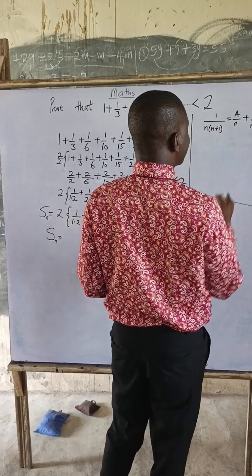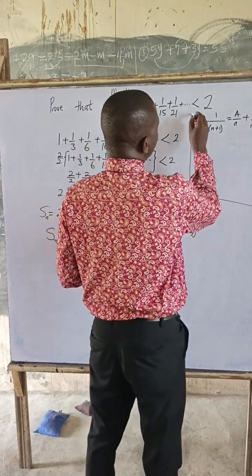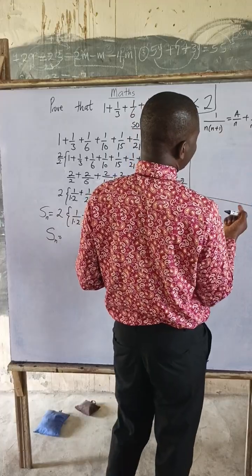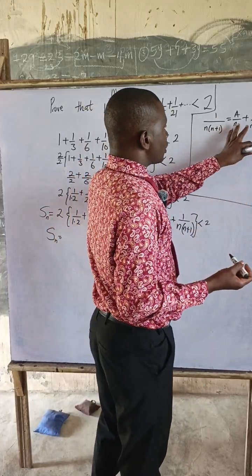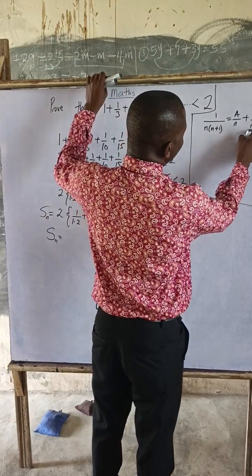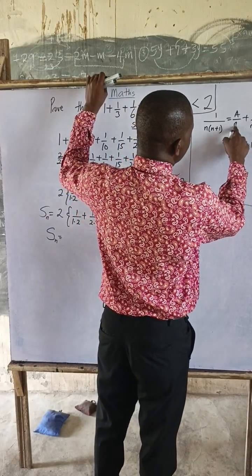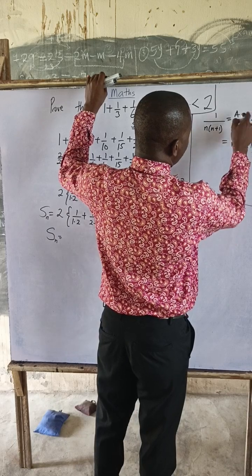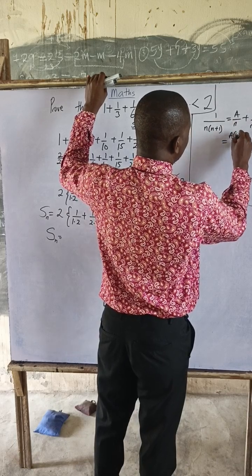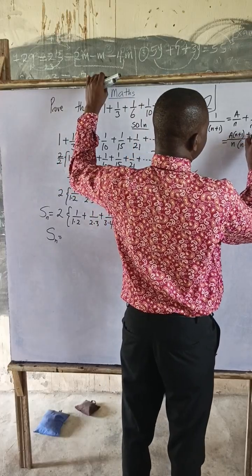For you to understand this, you must have knowledge of partial fraction. If you don't have knowledge of partial fraction, you will not be able to understand this. But with good knowledge of partial fraction, you are going to understand this. Now, here when you find the LCM of this, you are going to have n into n plus 1. Then n goes here, that will be n plus 1, multiplied by A, we have A into n plus 1. Then n plus 1 goes here, we have n, multiplied by B, we have B times n.